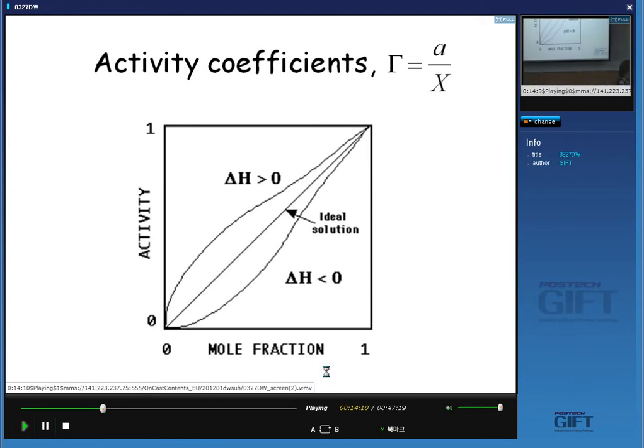So the meaning of an activity coefficient larger than 1 is that an A atom prefers the same A atom as its neighbor. On the contrary, with an activity coefficient less than 1, an A atom prefers the other atom B as its neighbor. It is more clearly seen when you think about the activity in a regular solution.